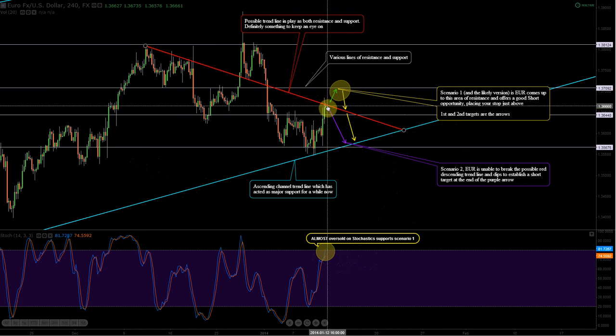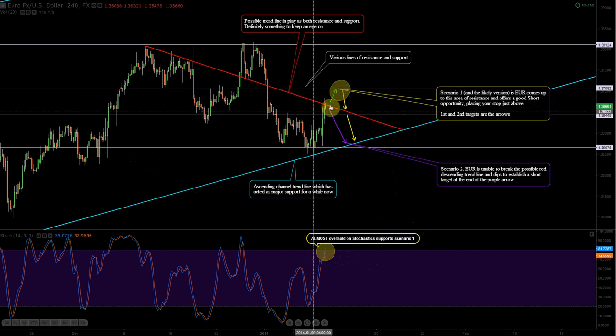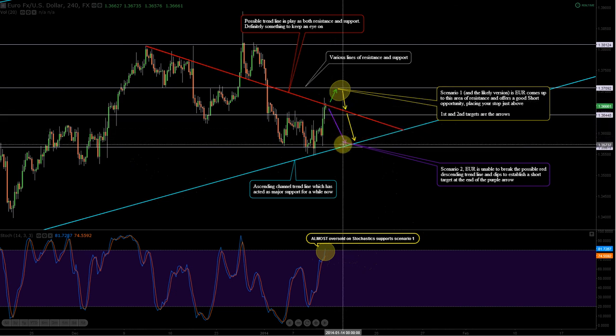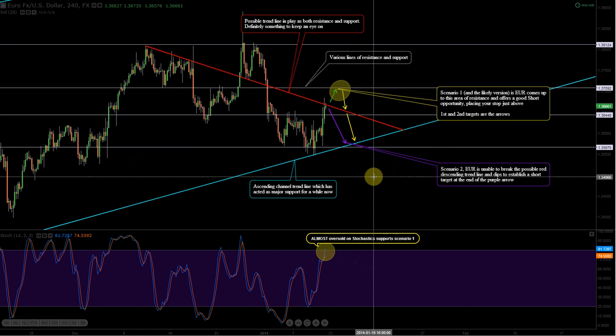So if it looks like we're going to start dipping down, it's not as good a risk reward, in my opinion, as scenario 1 plays out, but you could also set up a short here, setting your stop just slightly above this red descending trend line, and again targeting this support line and this blue ascending trend line.